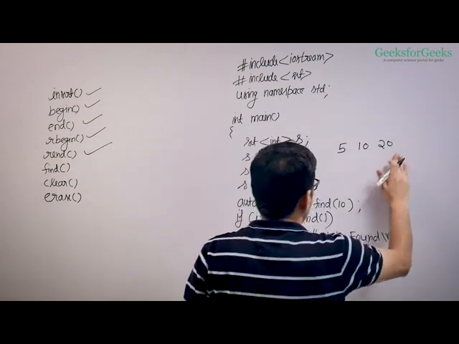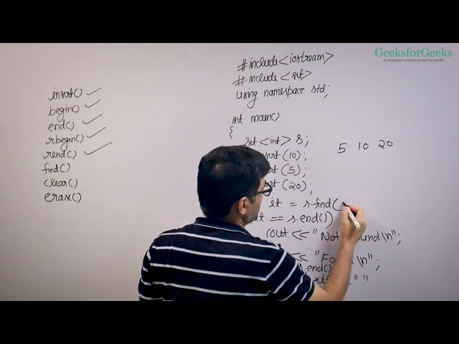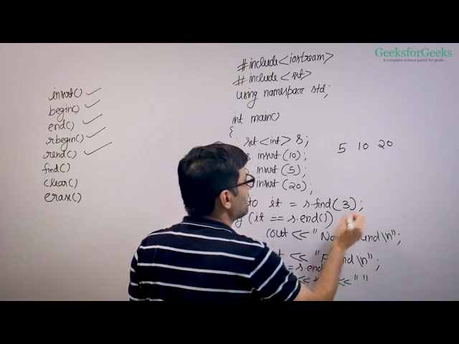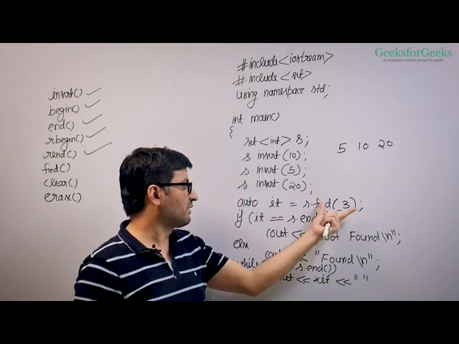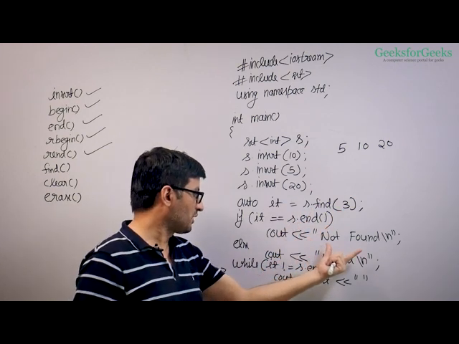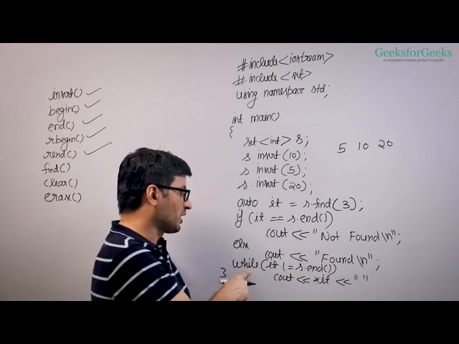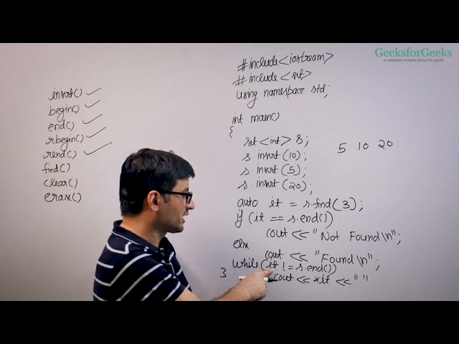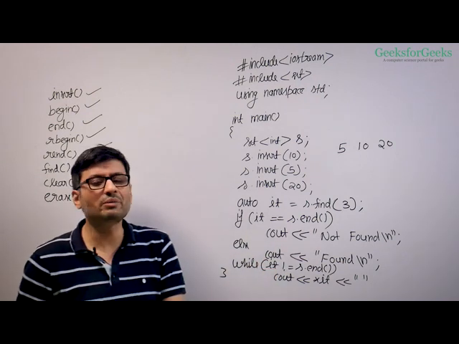Let's modify this program. Let's say we pass something like 3 to it, an element which is not present in the set. What happens now? s.find will return s.end. So you will get output not found. It will not go into the else part. Then this loop will also not run because the iterator is anyway s.end. So it will stop at the first check itself. So the output now will be not found.